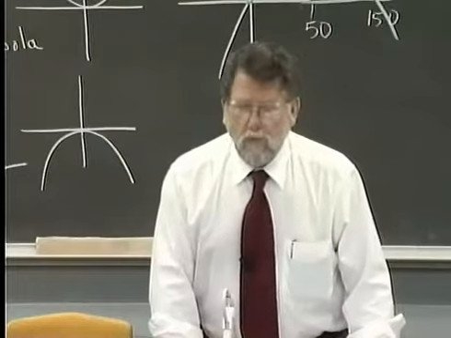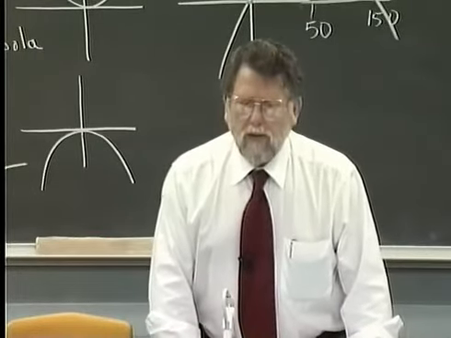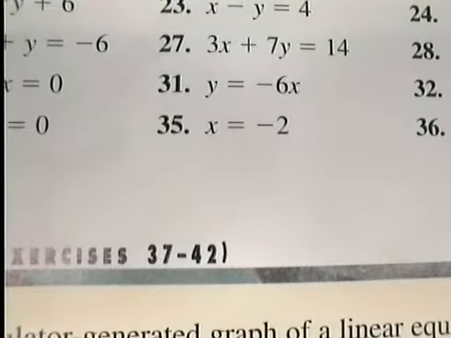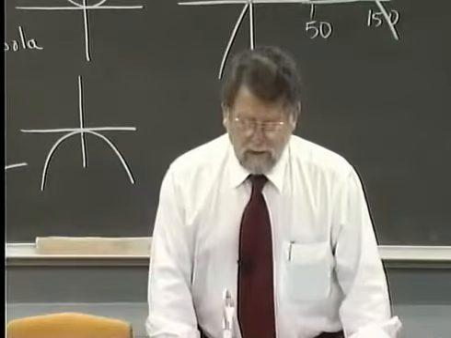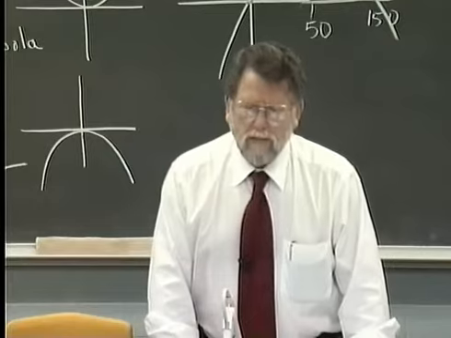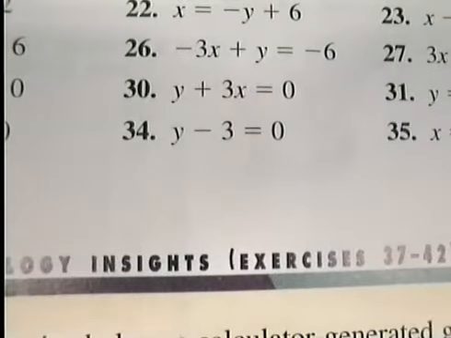Okay. Sliding over a bit. Next one. X equals minus 2. Vertical line. Coming off that. 34. Horizontal line going through 3. It's the one we just did. That's the same as y equals 3.